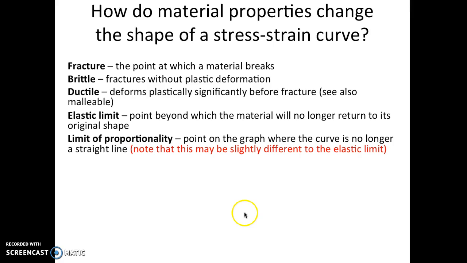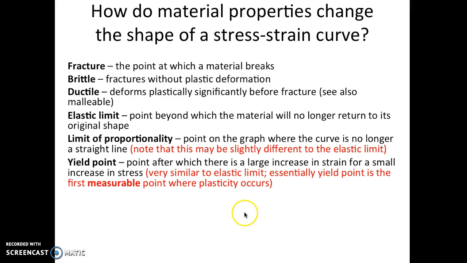Going along with that, there is also something called the limit of proportionality, and that's the point on the graph where the curve is no longer a straight line. It's important to note that this might actually be slightly different to the elastic limit, despite what I've told you in terms of simplicity recently. So, a material may actually still deform elastically, but not quite follow that straight line. So it could still behave elastically beyond the point of proportionality. Elastic limit is the point beyond which the material no longer returns to its original shape. That is slightly nuanced, and if you want to talk about that in class, we can.